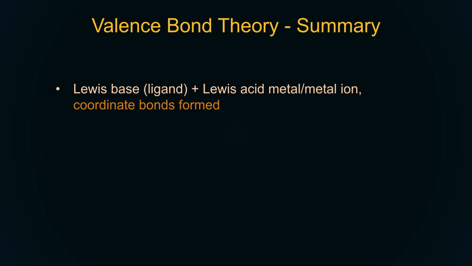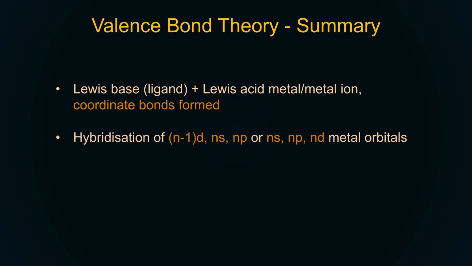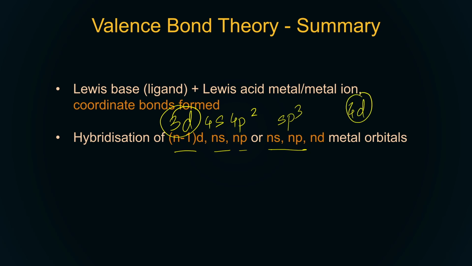The ligands act as Lewis bases. The metal or metal ion acts as a Lewis acid, accepts electrons. Where does it accept electrons? In the hybridized orbitals that are formed. Hybridization of what? (n-1)d, ns, np, dsp2. This is 4p, 4s, 3d. In this video, it was only sp3, but you could also have nd orbitals in the mix. That was going to be sp3d2 when you have a 6 coordination number compound.